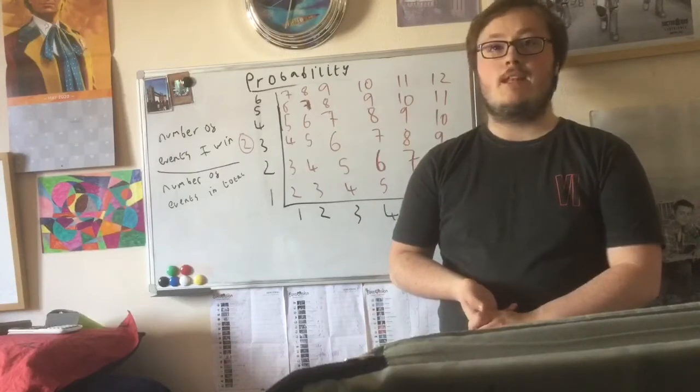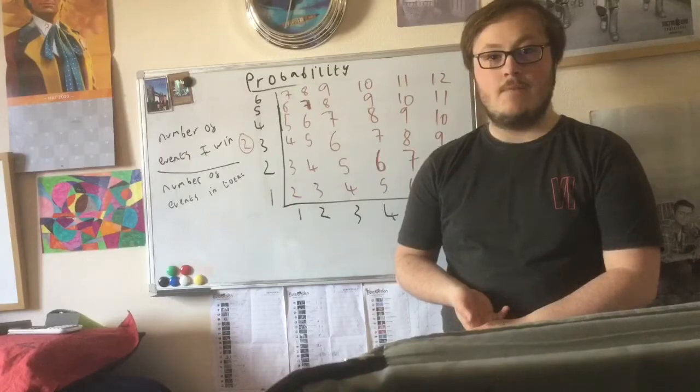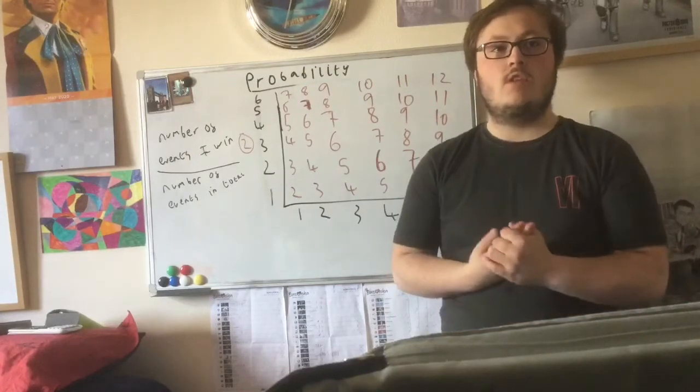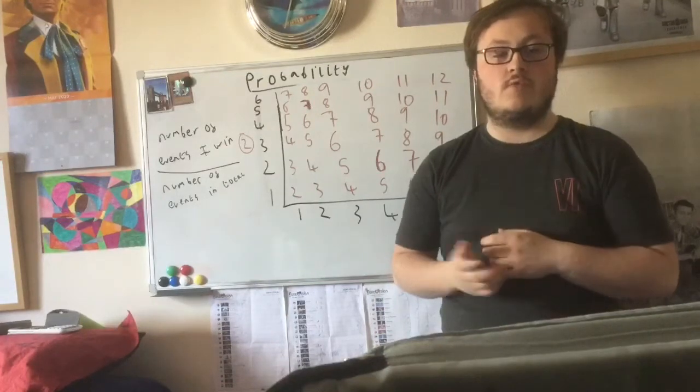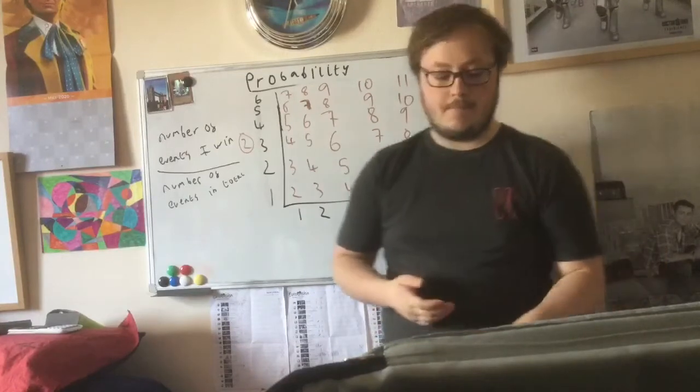So I roll my dice. What is the probability that my total is less than 3 or greater than 10? So I want to know the probability that I score a total that is less than 3 or it's greater than 10.